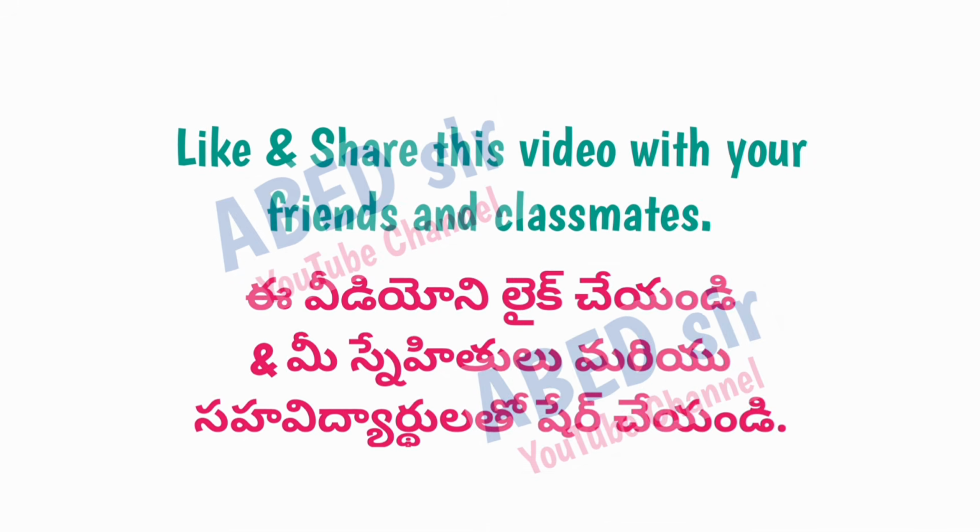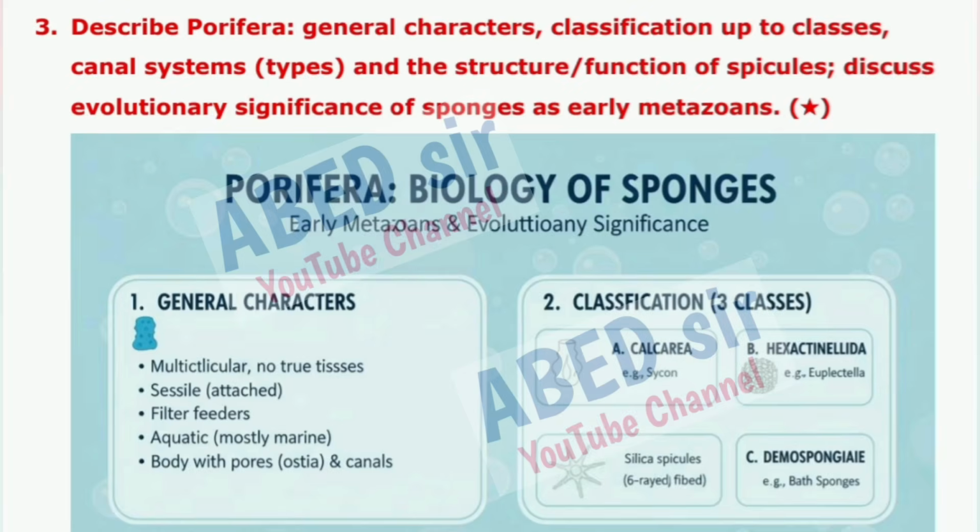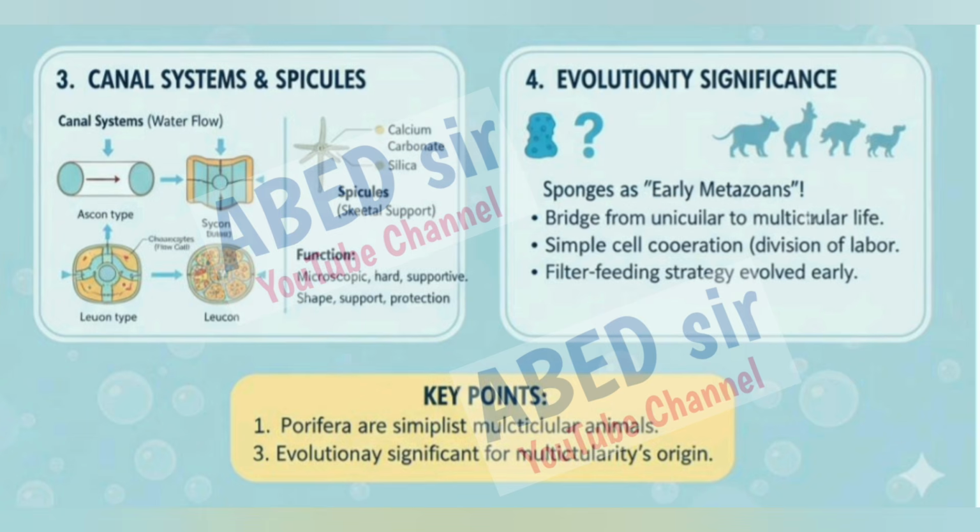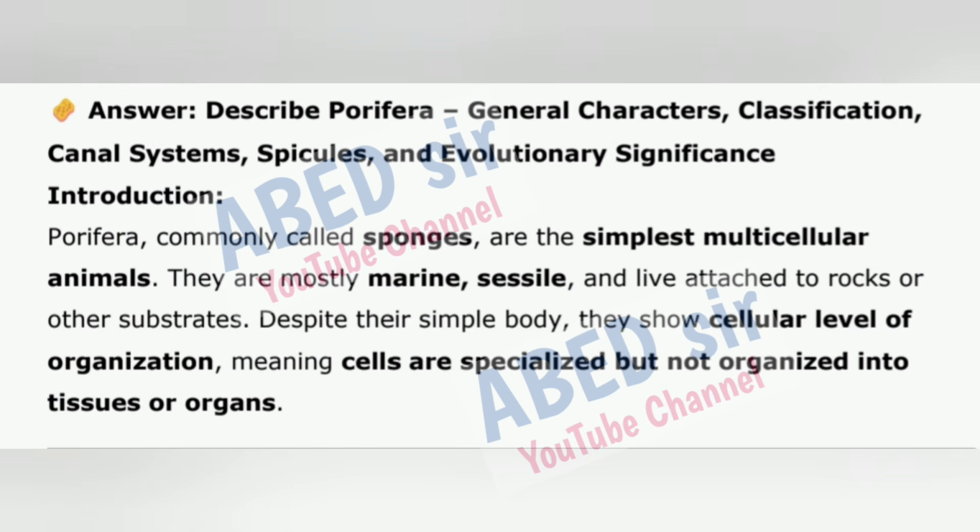Next important long question is: 3. Describe porifera, general characters, classification up to classes, canal systems, types, and the structure and function of spicules. Discuss evolutionary significance of sponges as early metazoans.